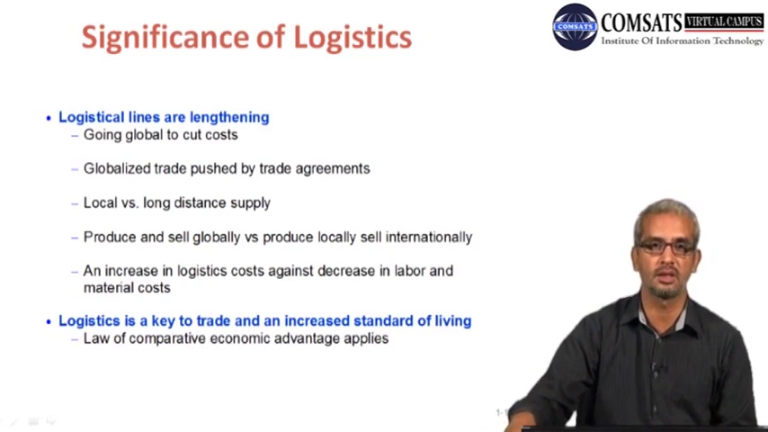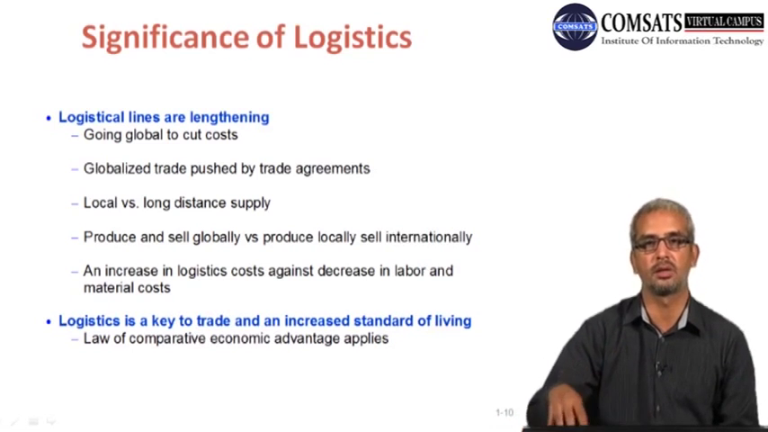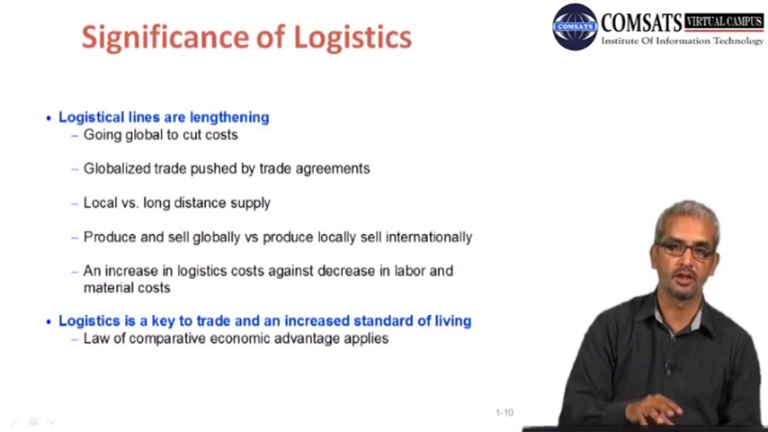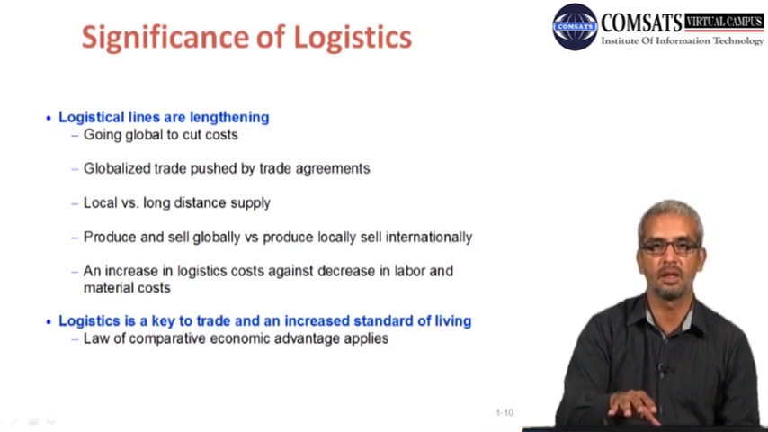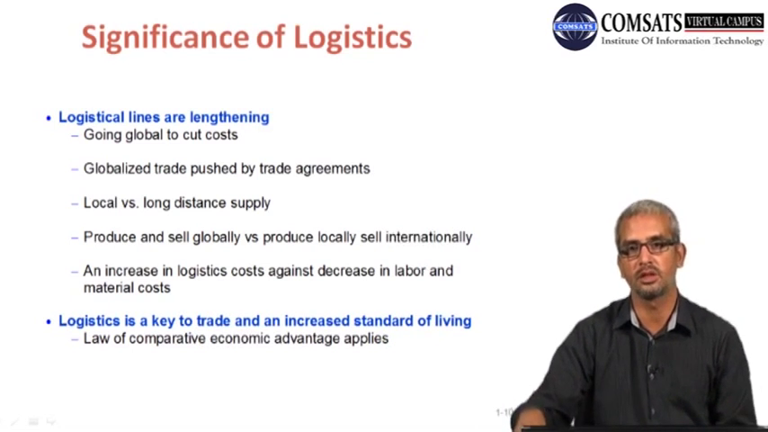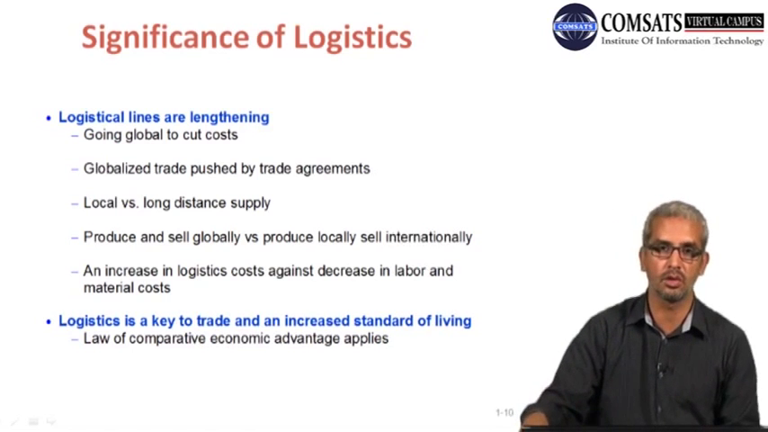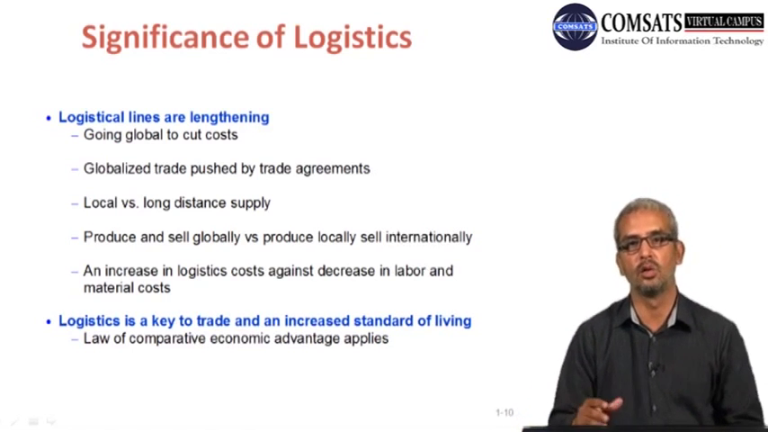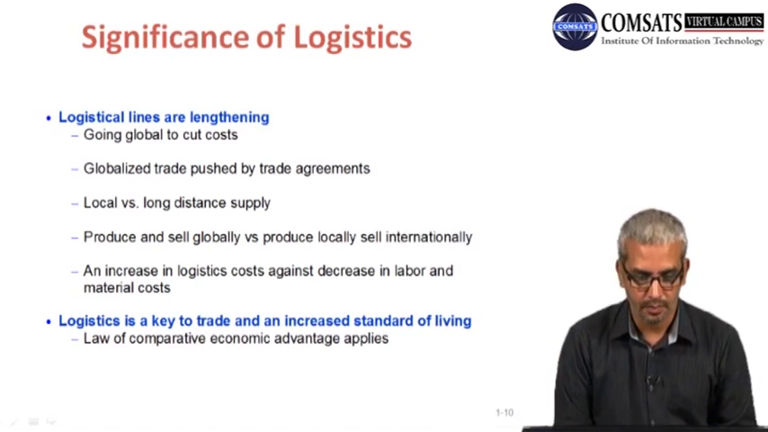Many firms, many electronics industries, most of the electronic products across the globe are being produced in China. From the manufacturers of the UK, USA, developed countries and Japan, they are being produced in China because the cost of production is lower over there. That is why they go global to cut costs.